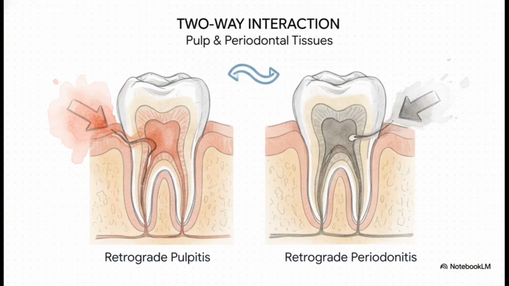Well, think of it like this. On one side, you have perio disease. It can expose those little lateral canals, letting bacteria travel inward and infect the pulp. We call that retrograde pulpitis. On the flip side, and this is actually more common, you have an infected pulp. The bacteria can drain outward through the apex and cause bone loss, and that's what we call retrograde periodontitis.